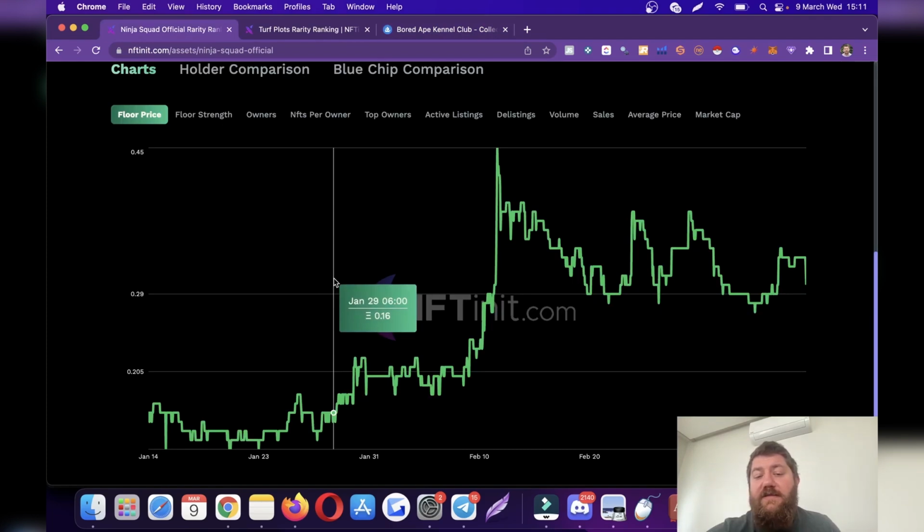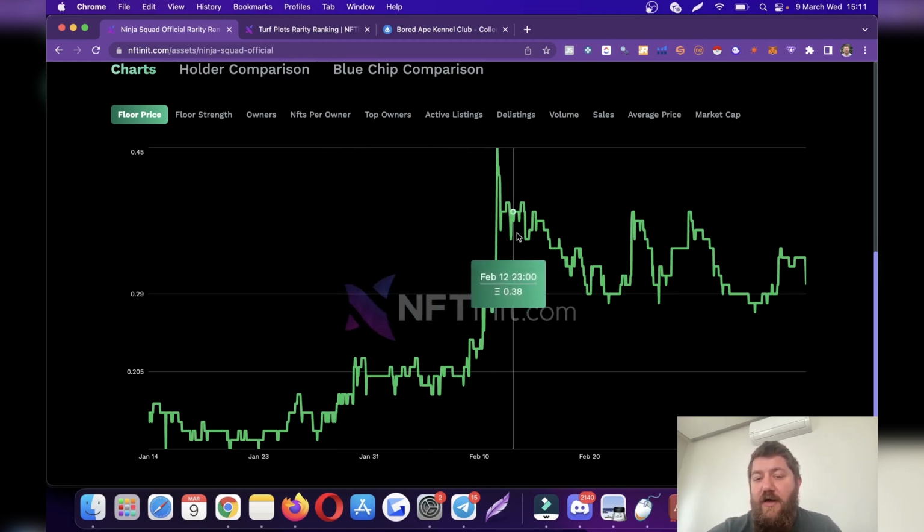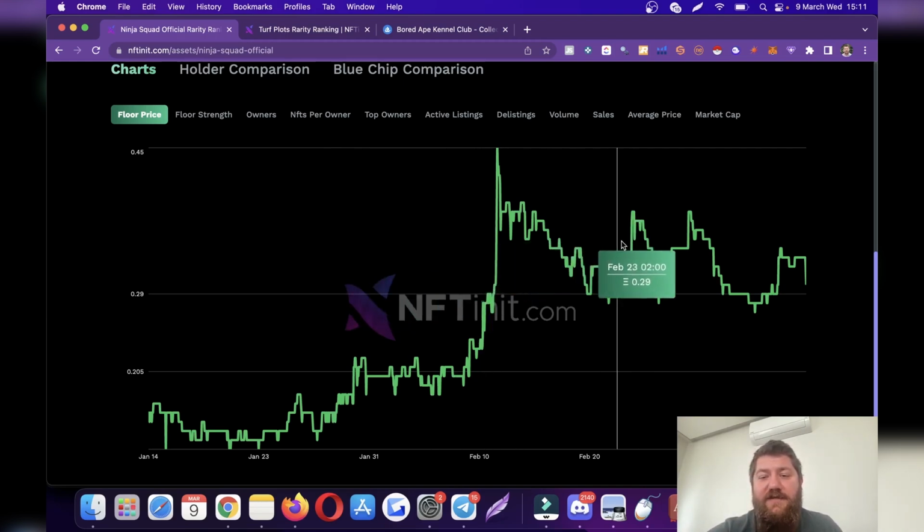So here you can see how Ninja Squad NFT has been doing historically. As you see, there was quite a pump here, then maybe there were some tests here. However, this trend looks somewhat stable.